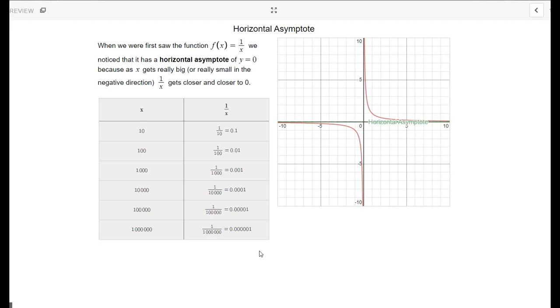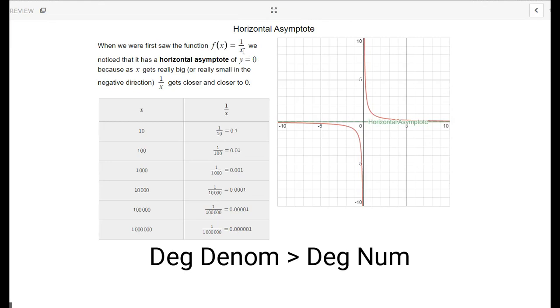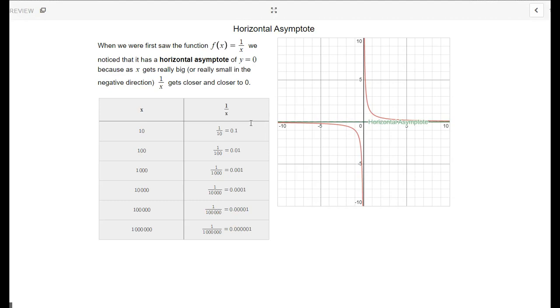So talking about horizontal asymptotes, we're going to split this up into two chunks. First, we're going to look at when the denominator's degree is bigger than the degree of the numerator. Okay, so this example is the function f of x equals 1 over x that we've been talking about for the last couple of days.